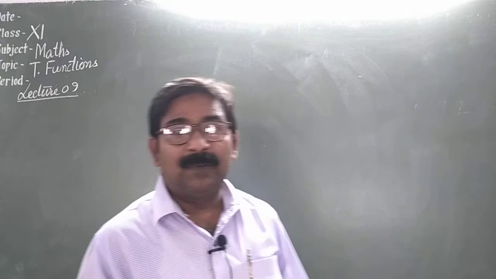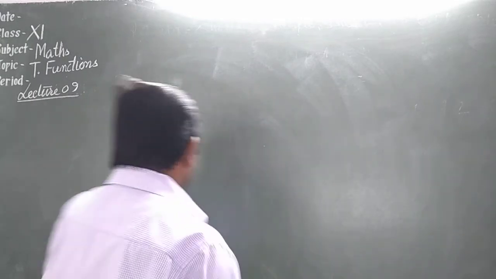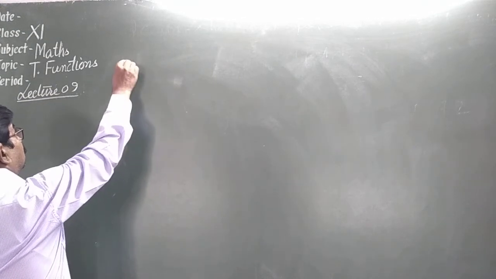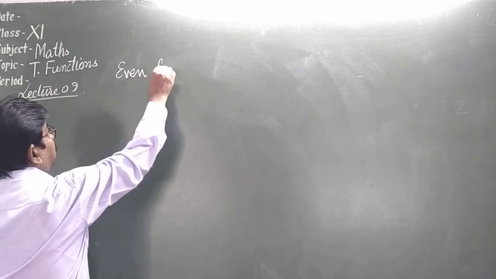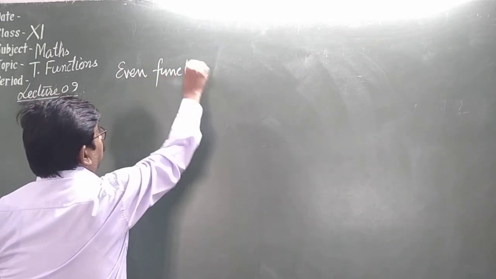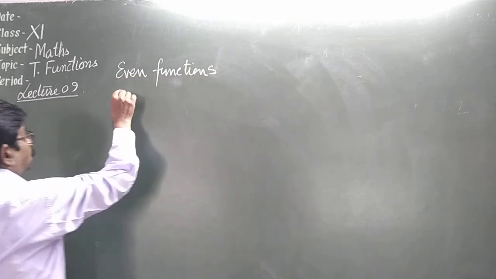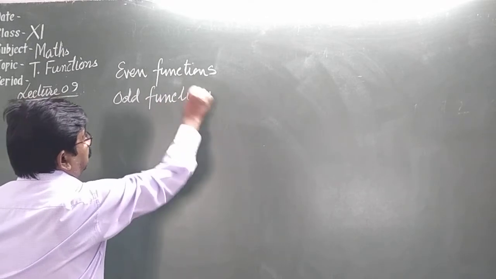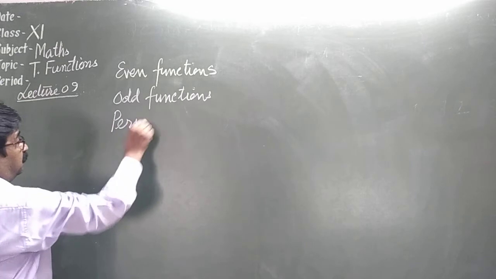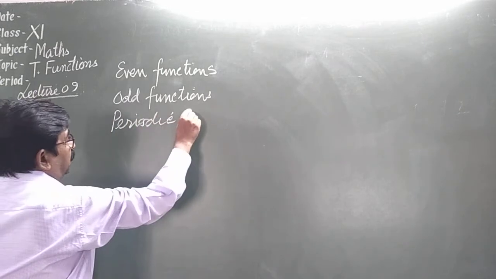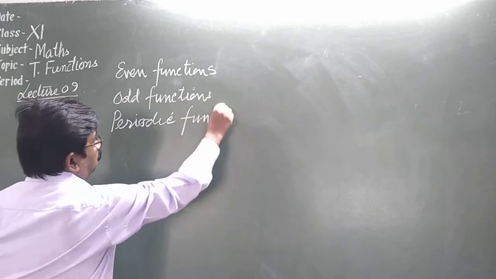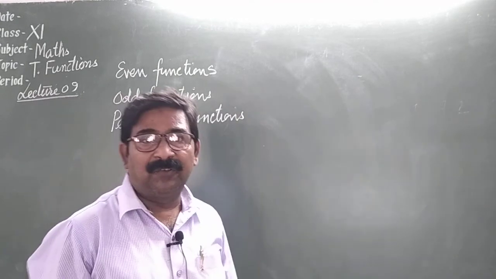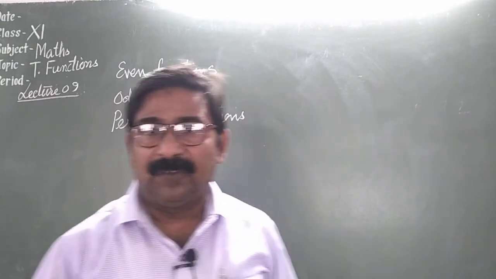Now let's see how many types of functions there are. The first one is even functions. We have odd functions. We have periodic functions. Three types of functions are even functions, odd functions and periodic functions.